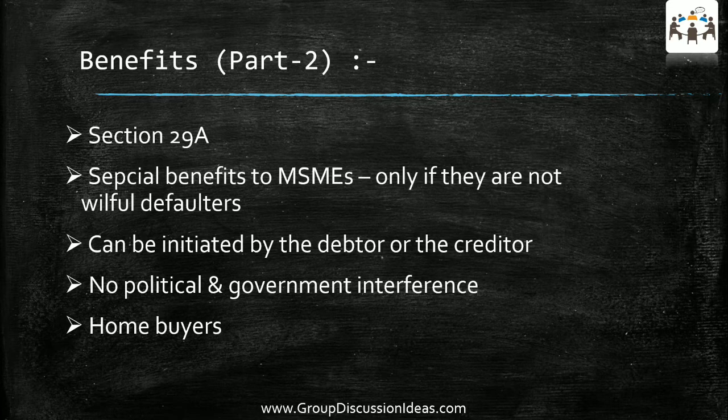Insolvency process can be initiated by both the creditor and the debtor, and there will be no political and government interference in all this process. And one more thing is, IBC lets home buyers file a petition against the real estate owners if they fail to deliver their home as promised.